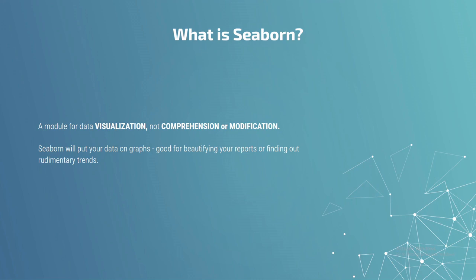Seaborn can put data on your graphs, and it's really good for beautifying your machine learning reports that you will eventually make in more advanced projects, or finding out rudimentary trends as you begin a machine learning course, or in this case like a Kaggle competition. When you start a Kaggle competition, you might want to know where to look, and having graphs to determine where exactly trends are pointing to might be a good way to start.